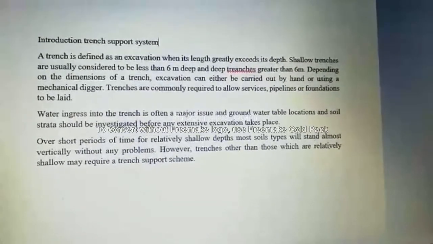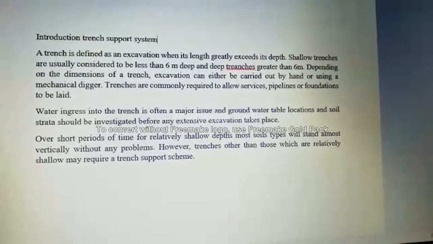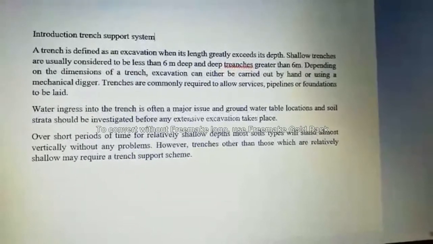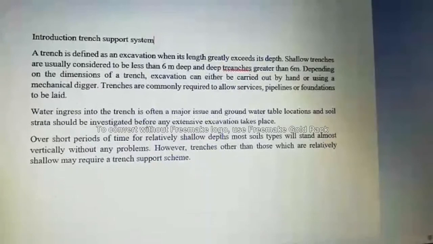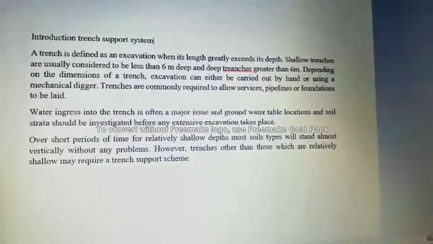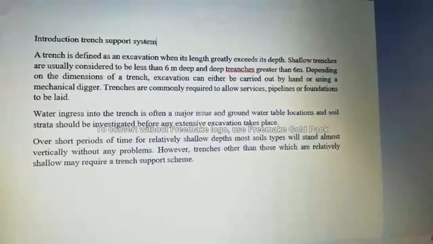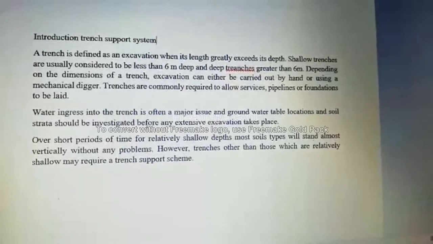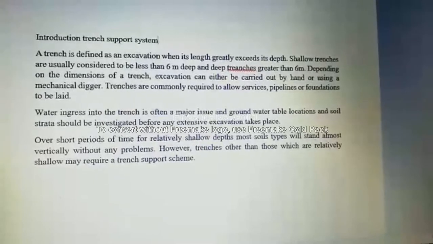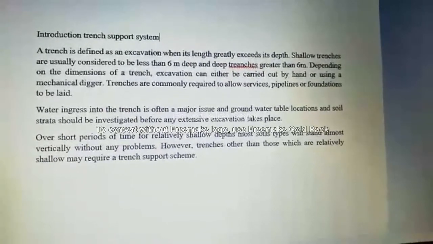Trenches are commonly required to allow services, pipelines, or foundations to be laid. Water ingress into the trench is often a major issue, and groundwater table location and soil strata should be investigated before any extensive excavation takes place.